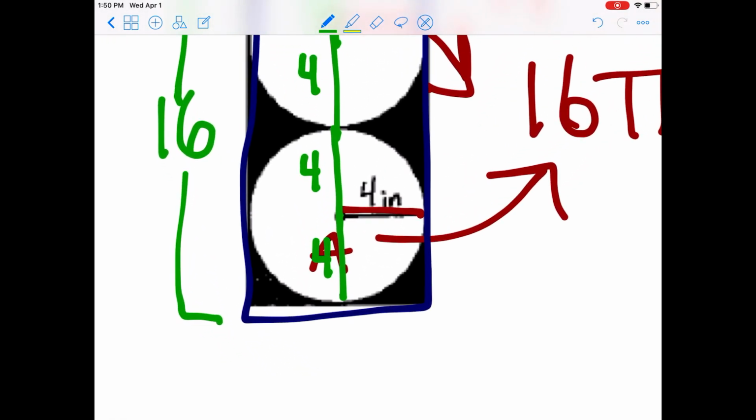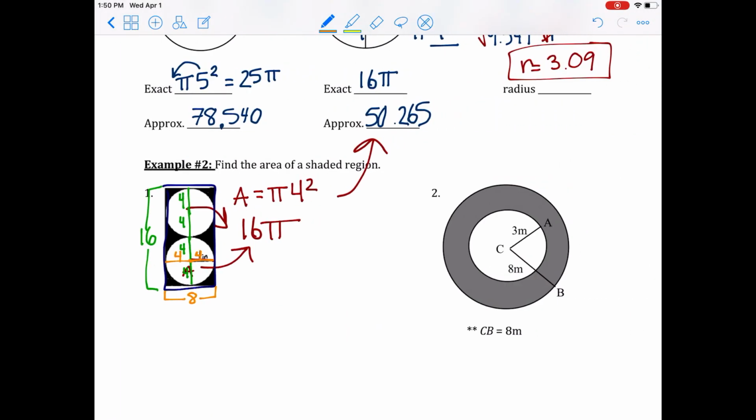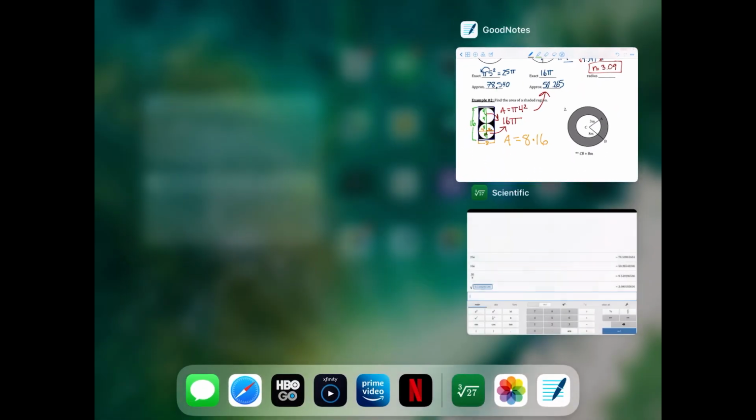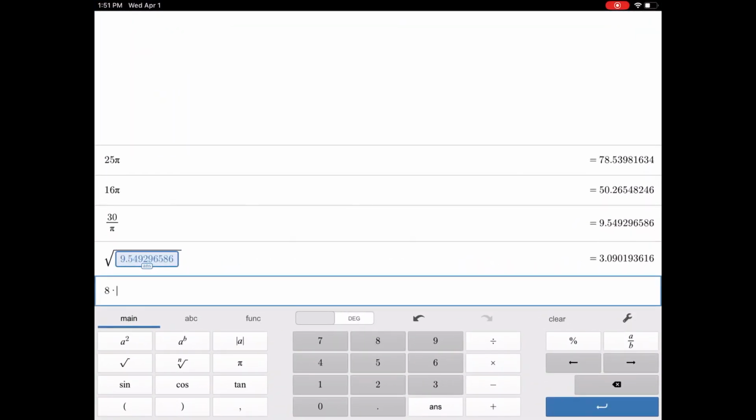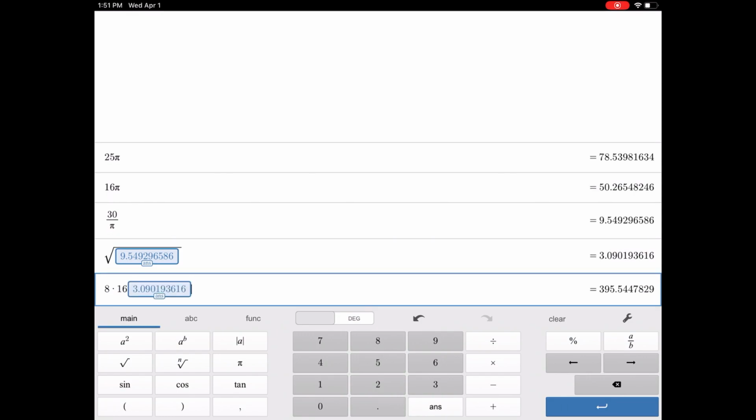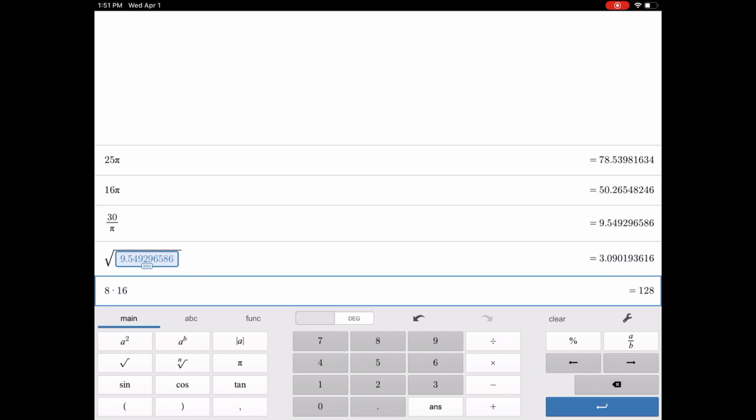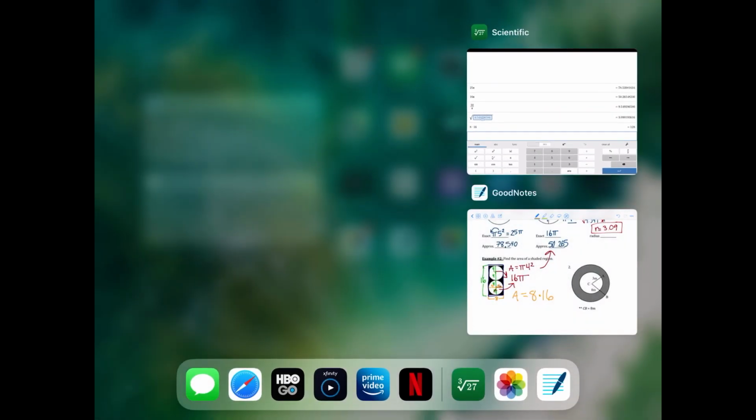So let's find the length of it. Let's go with orange. If this is 4, then this has to be 4 as well. So that means we know the length is 8. So we know the area of that is just going to be our base times the height, which is 8 times 16. So I'm going to put that in the calculator so we have it. 8 times 16, and we get 128.